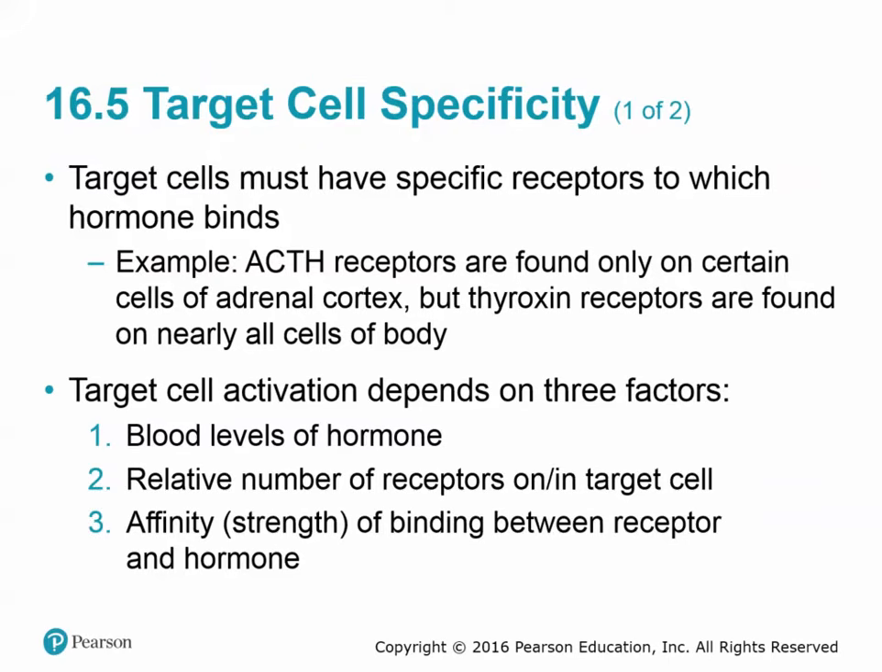Right, so the more hormone you have in the blood, the more likely it'll be to have an effect, or maybe the stronger the effect will be. Same thing with the number of receptors on the cell. The more receptors we have, the more hormone we can bind. And with affinity, the stronger the bond, or the more easily they're able to bind together, is going to help facilitate that interaction.